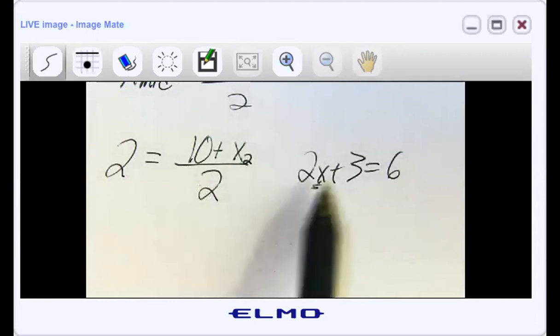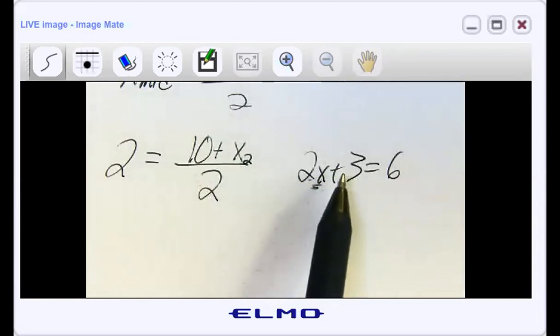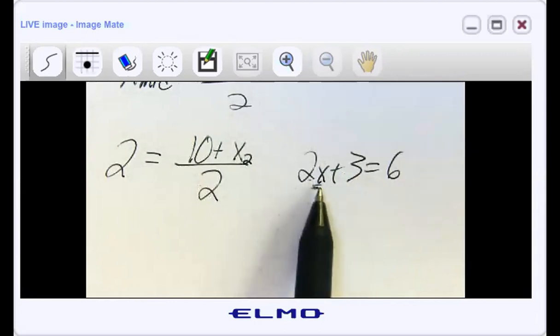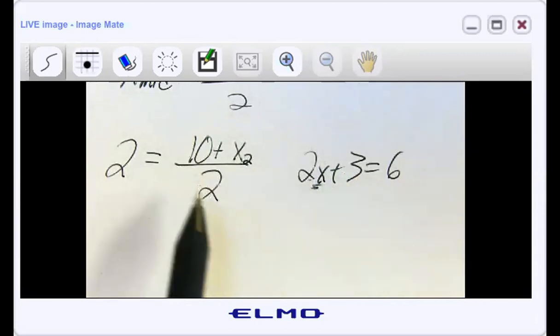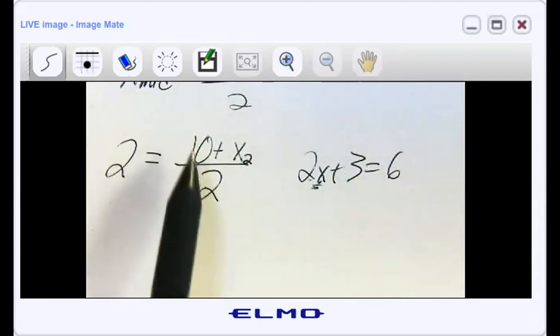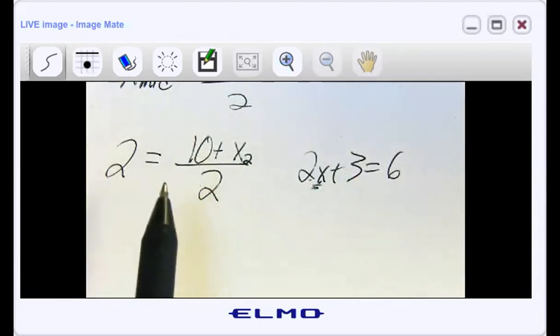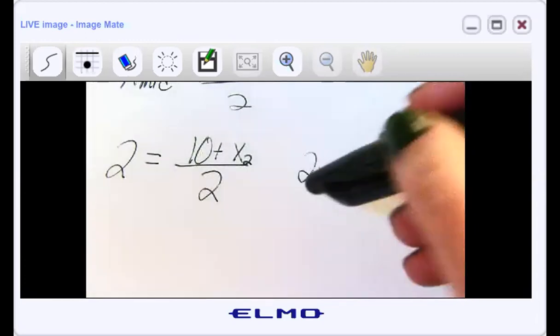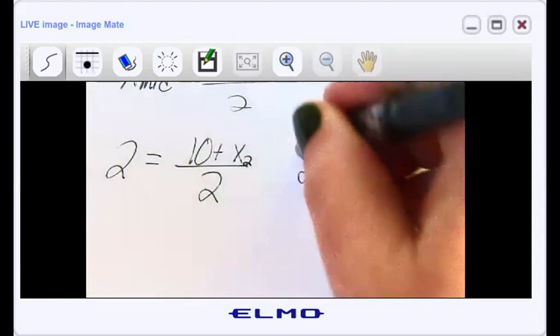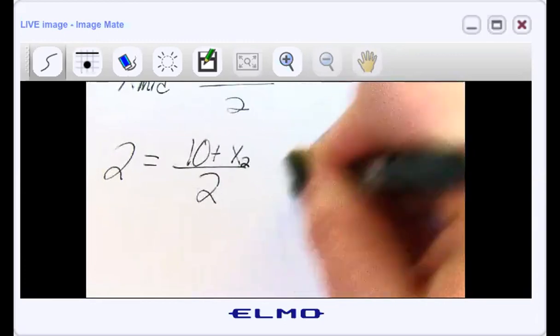Just like over here, it matters what order I do that in, right? I always would subtract the 3 first, and then I would divide by the 2. So the same thing's going on over here. I have this 10 and this 2, and I have to get rid of each of them one at a time, but I have to do it in the right order. So what is the right order? Great question.